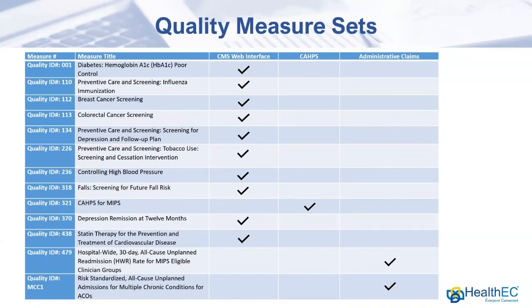So we have the hemoglobin A1C poor control, influenza immunization, breast cancer screening, colorectal cancer screening, screening for depression and follow-up plan, tobacco use screening and cessation intervention, controlling high blood pressure, screening for future falls risk, the depression remission at 12 months, and also the statin therapy for prevention and treatment of cardiovascular disease. So if you have participated in MIPS before, which I'm pretty sure you have by being in this Medicare ACO, these are probably measures which you may have already reported from in the past and may be quite familiar with as well.